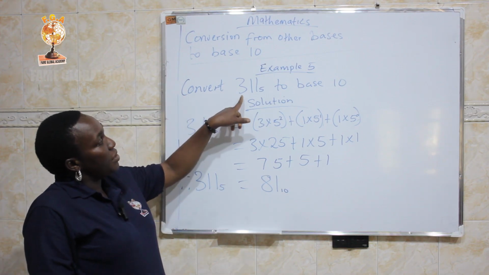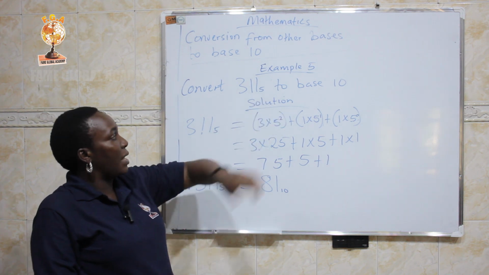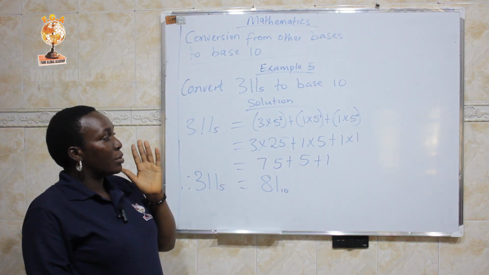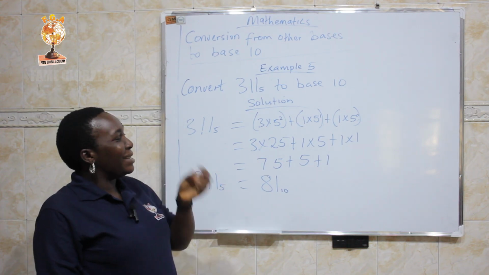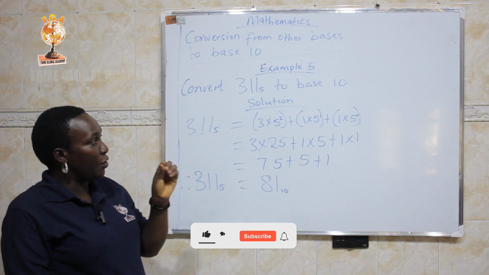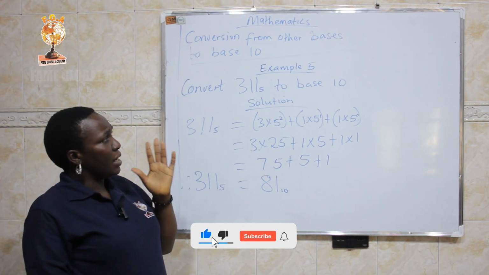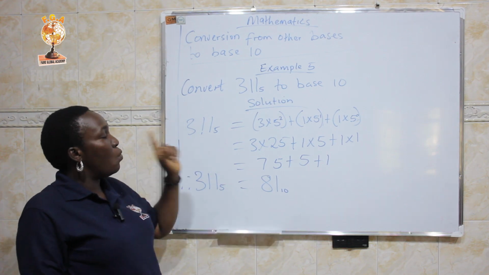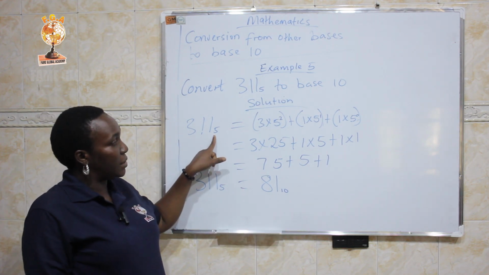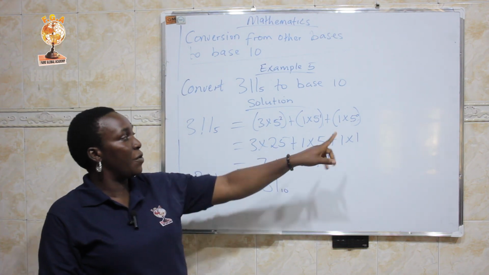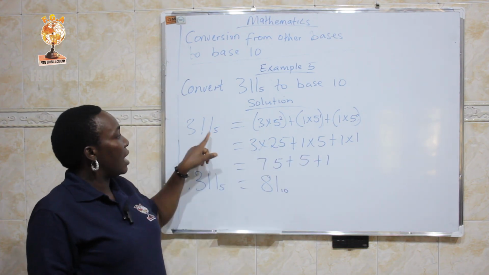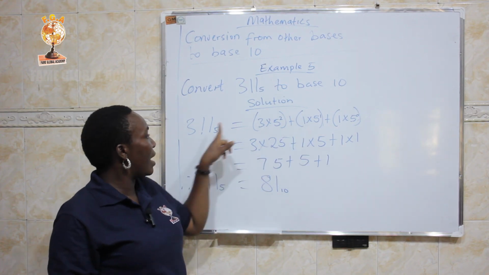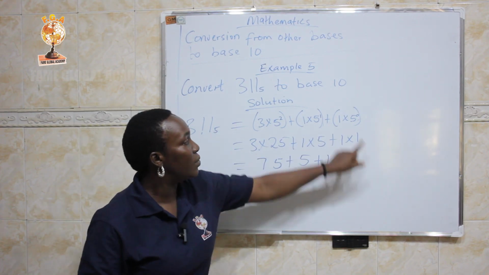We are converting 311 base 5 to base 10. So the first thing we need to do, just bear it in mind, the very first thing you need to do in any of the questions is to multiply the numbers one after the other with the base. Okay, so that's the very first step. Multiply 3 times 5, that's what we have here. 1 times 5, that's what we have here. And the last 1 times 5, that's what we have there.